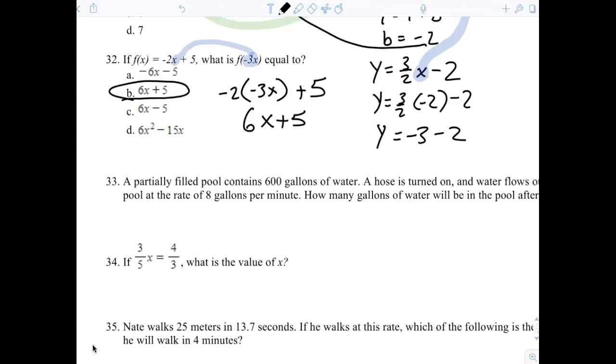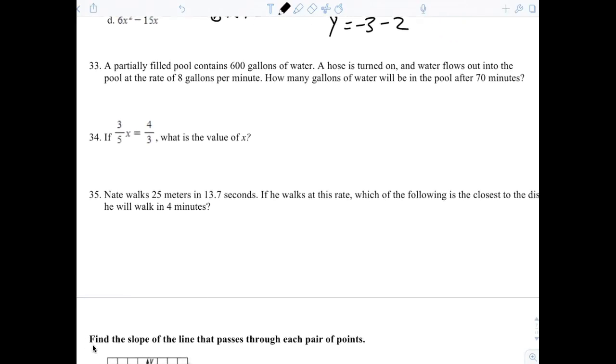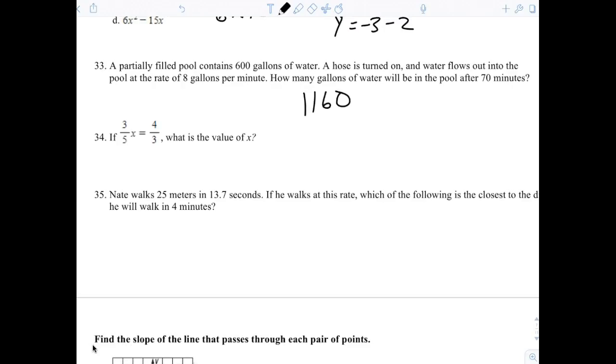All right, here we go. 33. A partially filled pool contains 600 gallons of water. A hose is turned on, and the water flows into the pool at a rate of 8 gallons per minute. How many gallons of water will be in the pool after 70 minutes? You can tell me that. 1160. Oh, you have to add the 600. So you were right. You just got to make sure you add in the 600.